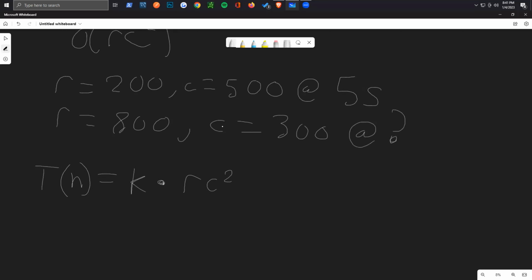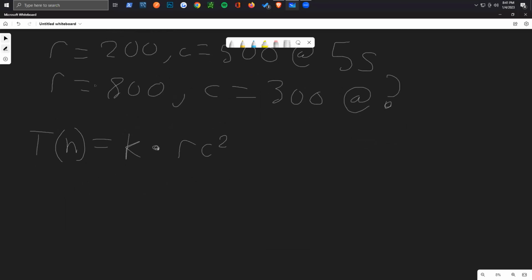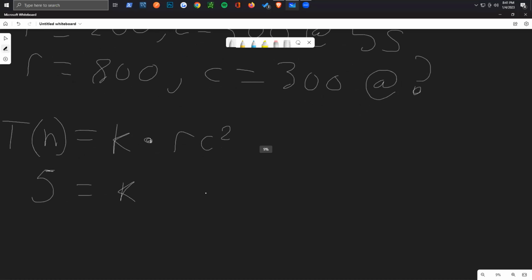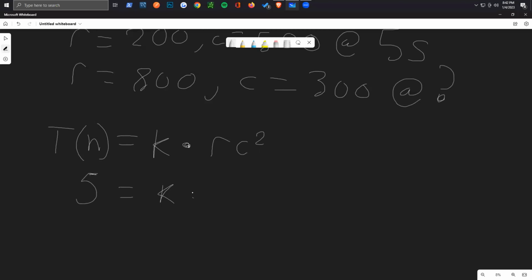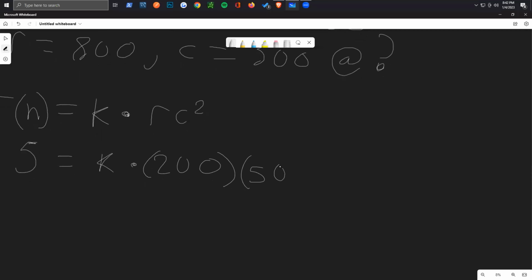So we're going to want to plug all these terms in to figure out what the constant is. So we have the time, we have the R, we have the C. The only variable that we're not going to know is the K, the constant. And that way we can use that to solve this input for the time. So if the amount of time it took was 5 seconds, let's just set this equal to 5 right off the bat. Then we have K right here, and we have an R of 200 times a C of 500 squared.